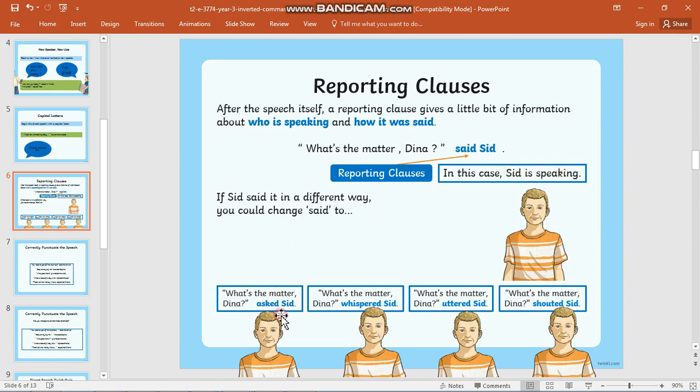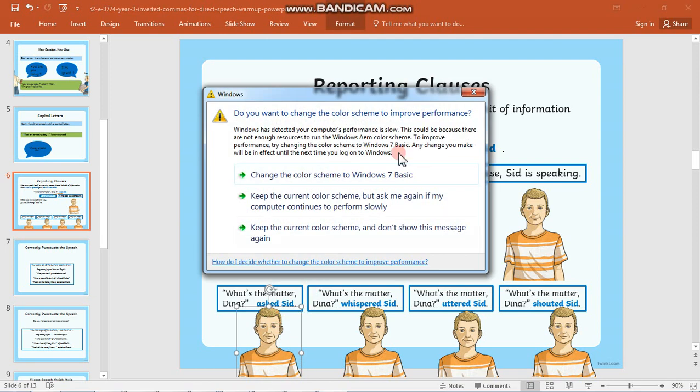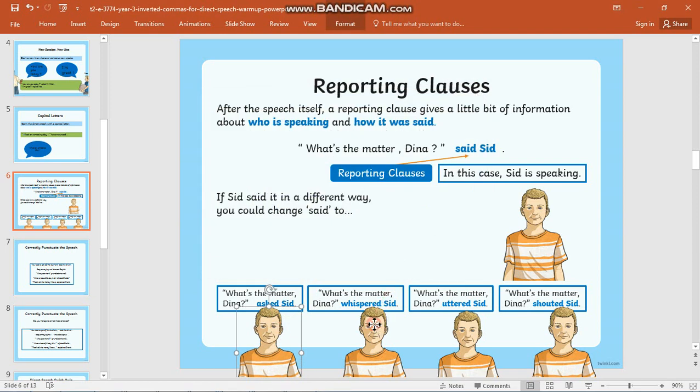There are a few more examples at the bottom. In each case, Sid is still the person speaking, asking the direct speech. It's the same speech. "What's the matter, Dinah?" With my punctuation of the question mark enclosed in the inverted commas. However, the reporting clause is slightly different. Asked Sid. Whispered Sid. Uttered Sid. Shouted Sid.